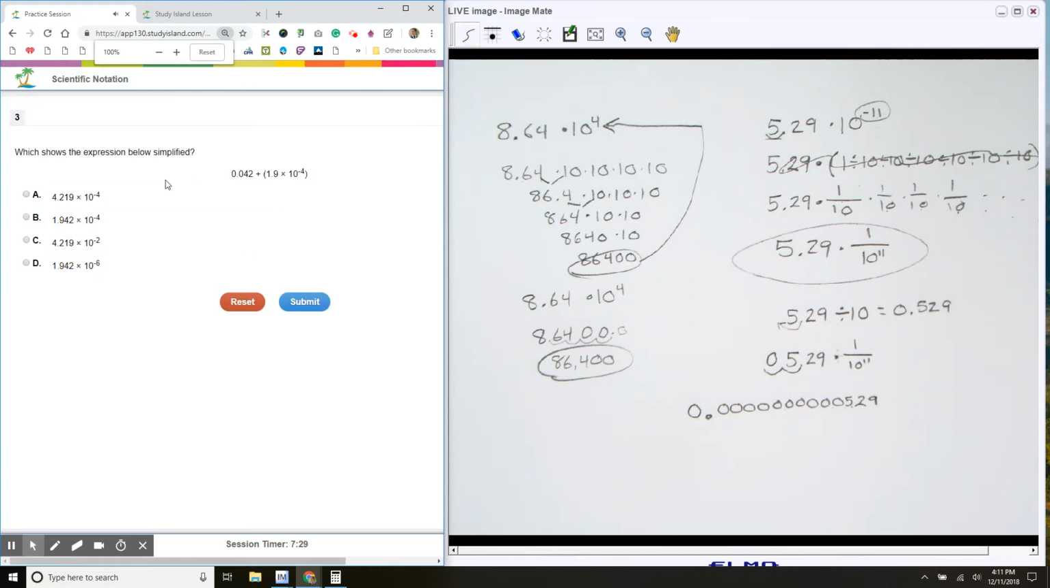Okay, let's do another one. Which shows the expression below simplified? Well, I've got 0.042 plus 1.9 times 10 to the negative 4th. So how can I add those together?